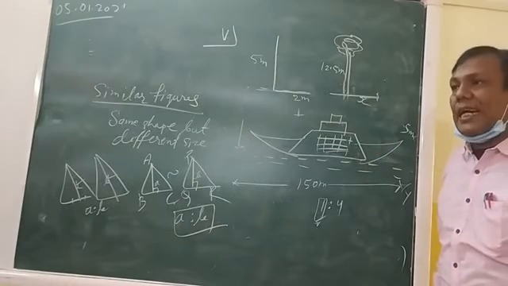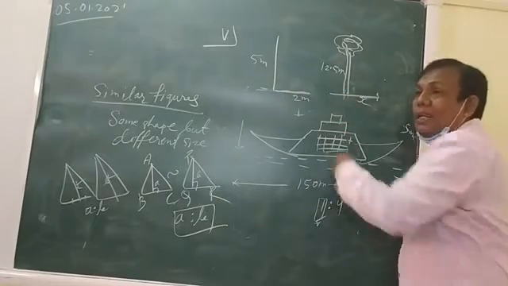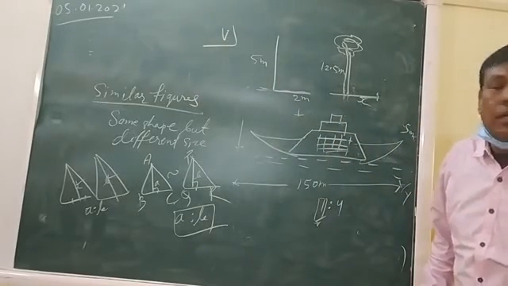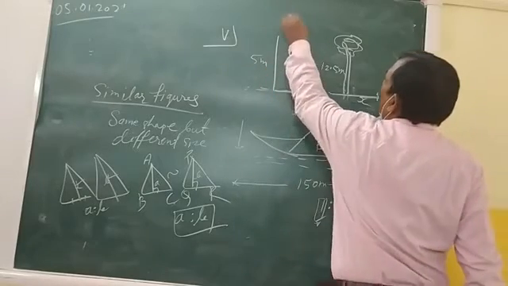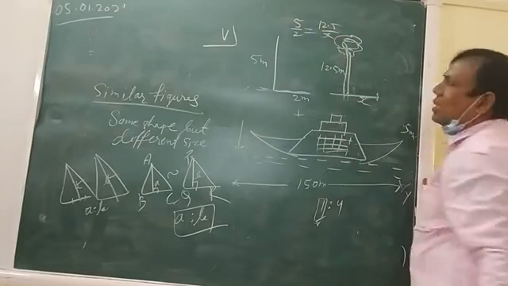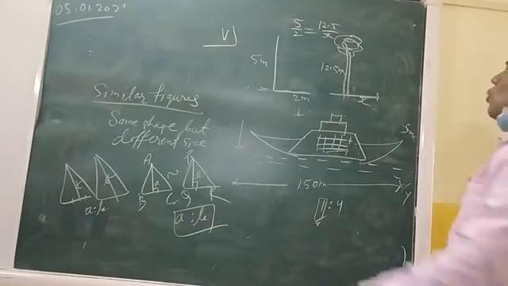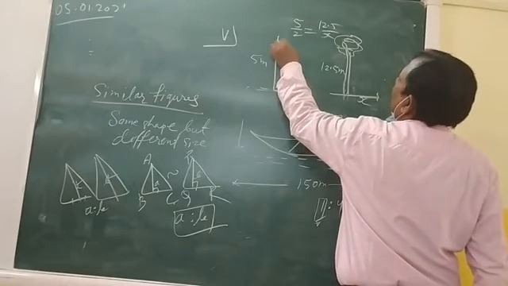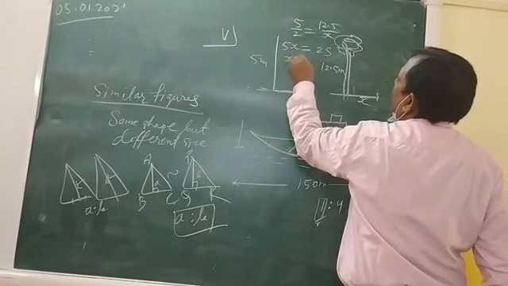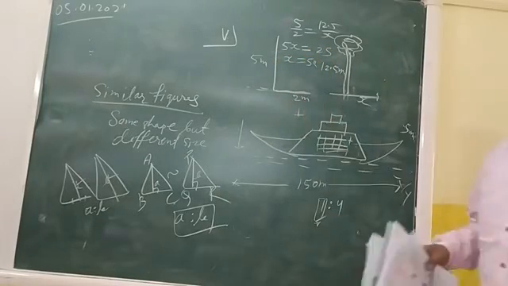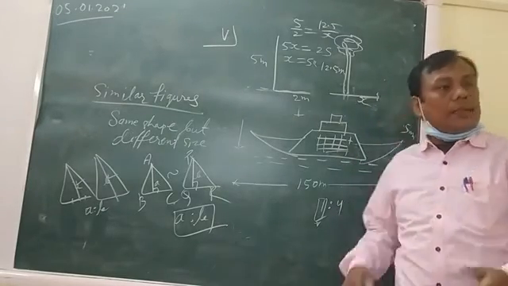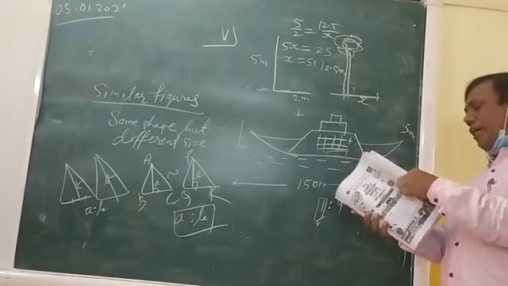It means that you are understanding. According to the scale, you can see the scale. The scale is 5:2 or 2:5. This is the scale. So it means that 5 by 2 equals 12.5 by x. Clear? So what will be the value of x? So 5x equals 25 and x equals 5. It means that the length of the shadow of the tree will be 5 meter. Got it? Yes. Now next question.